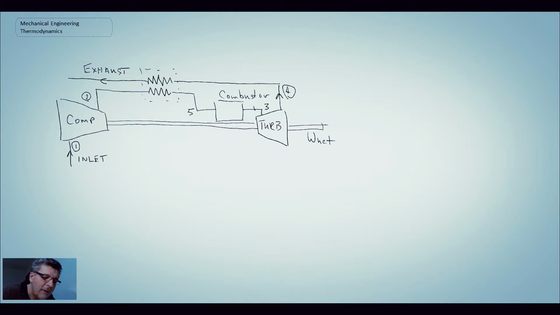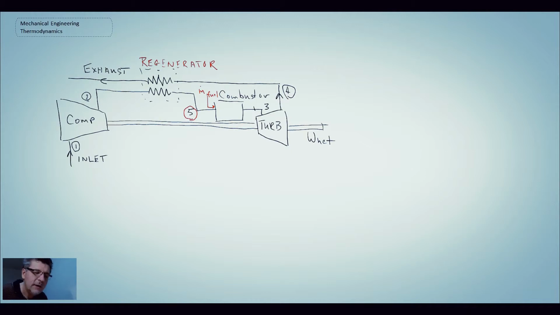What we have different from before is our exhaust gases are coming up and going into this device here called the regenerator. The other thing that's different is after the regenerator we're at state 5. So we've preheated the air prior to going into the combustor. And you'd also have your fuel coming in here, m dot fuel.